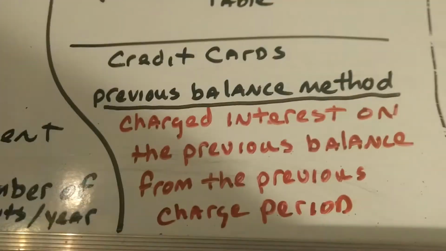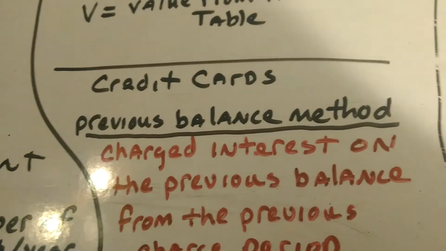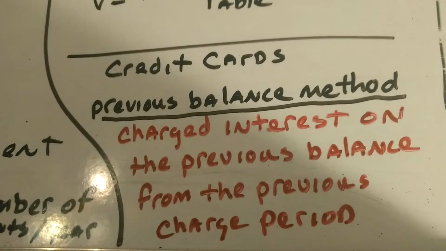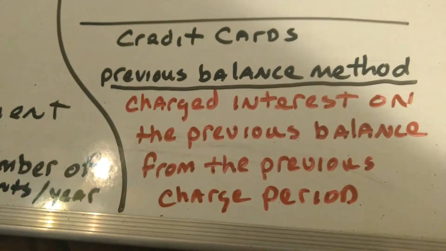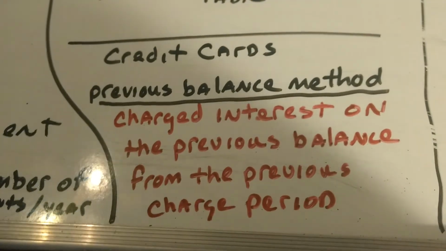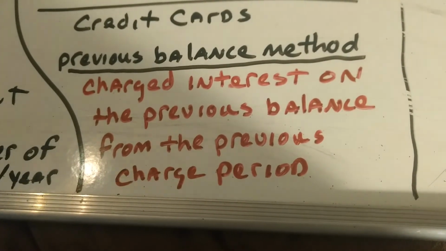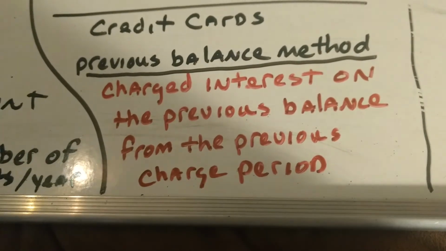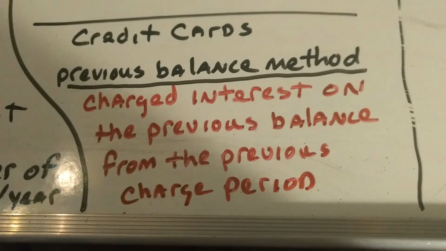Just to mention this, you're not going to have to do too many problems in terms of working with credit cards and stuff. You should look at the example problems. I'm not going to go over them, but there are 2 different types of methods that credit cards figure, or I should say open-end installment loans figure out their balance and their payments. One is called the previous balance method, and this is charged interest on the previous balance from the previous charge period. So you're charged interest from the balance of your card from the last month.